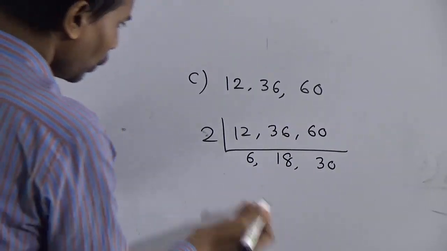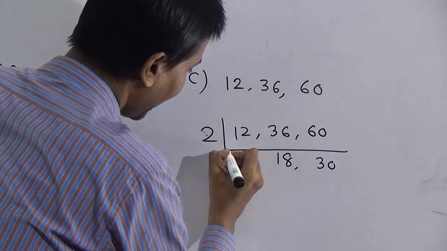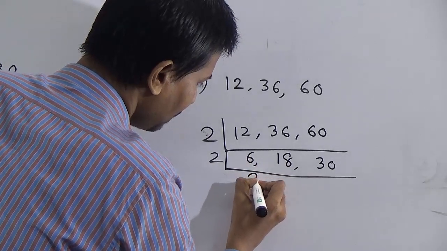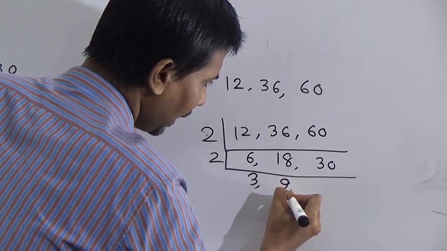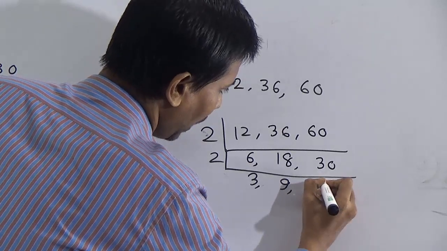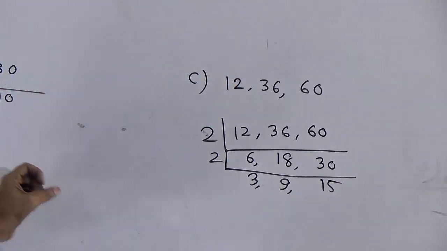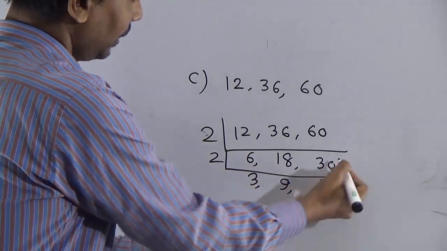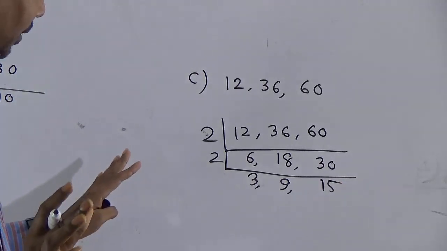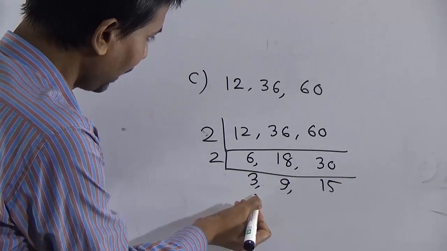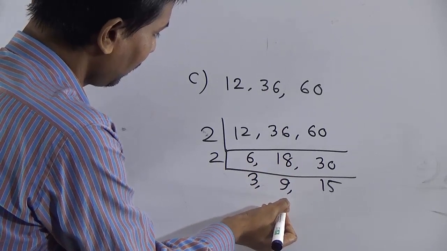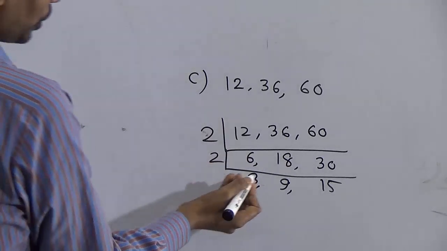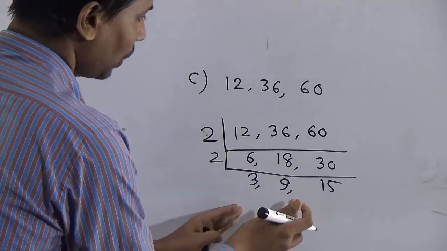Now again, look, all the numbers are even numbers, so again you select 2. Then this becomes 3, this is 9, and this is 15. If you divide 6 by 2, then you get 3, 18 by 2, then 9, 30 by 2, then you get 15.